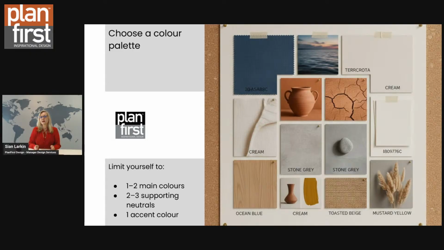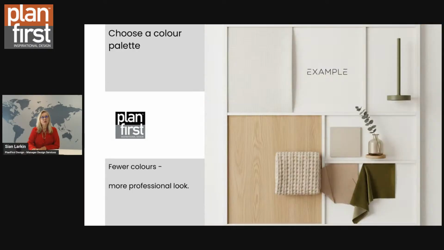So remember that these colors won't necessarily be in the whole space, because you're going to start by doing the mood board for your entire home. So you could be using one of the colors in your living area, and the other main color could be for your bedroom or bathroom. And then you'd have 2 or 3 supporting neutrals, and I'd say not more than 1 accent color. So stick to that ratio. And don't have too many colors. The fewer colors you have, the more professional it does look.